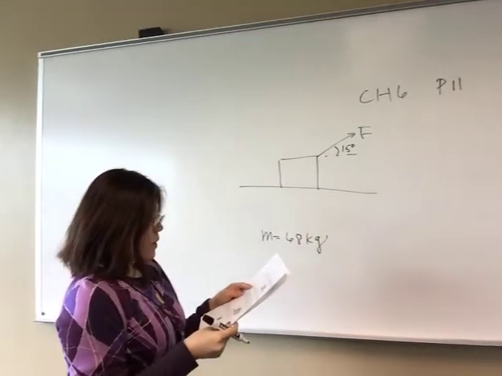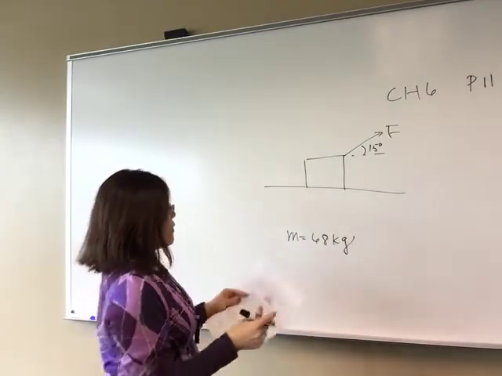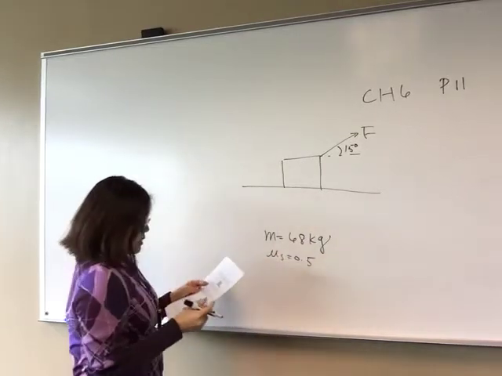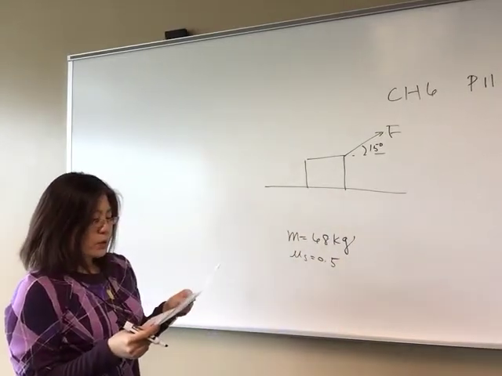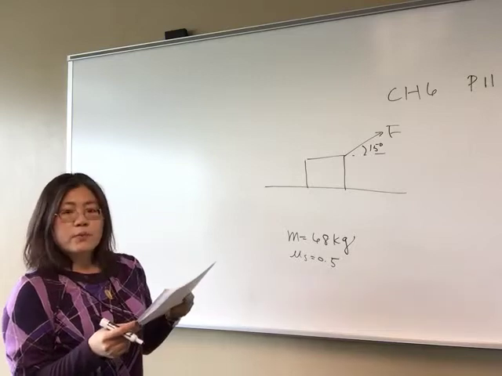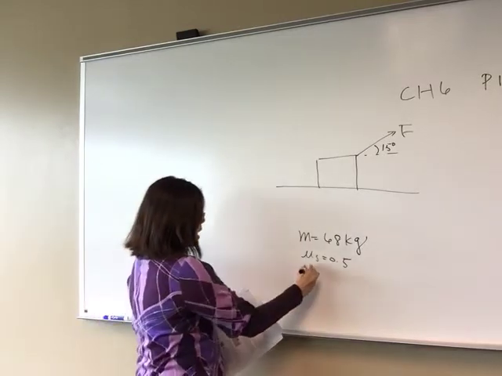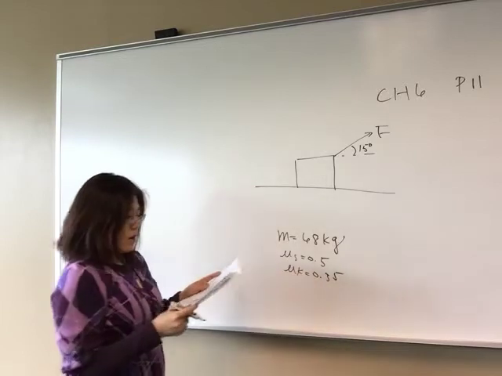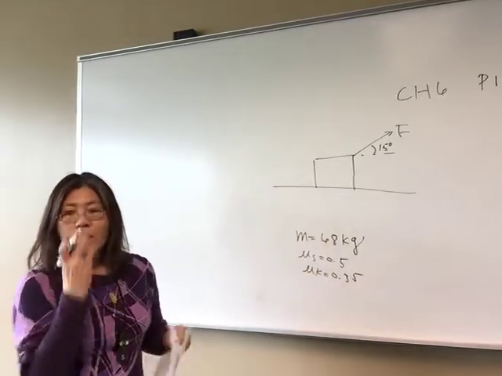All right, so if the coefficient of static friction is 0.5, so mu s is 0.5, what minimum force magnitude is required from the rope to get the crate moving, and if mu k is 0.35, what is the magnitude of the initial acceleration of the crate?